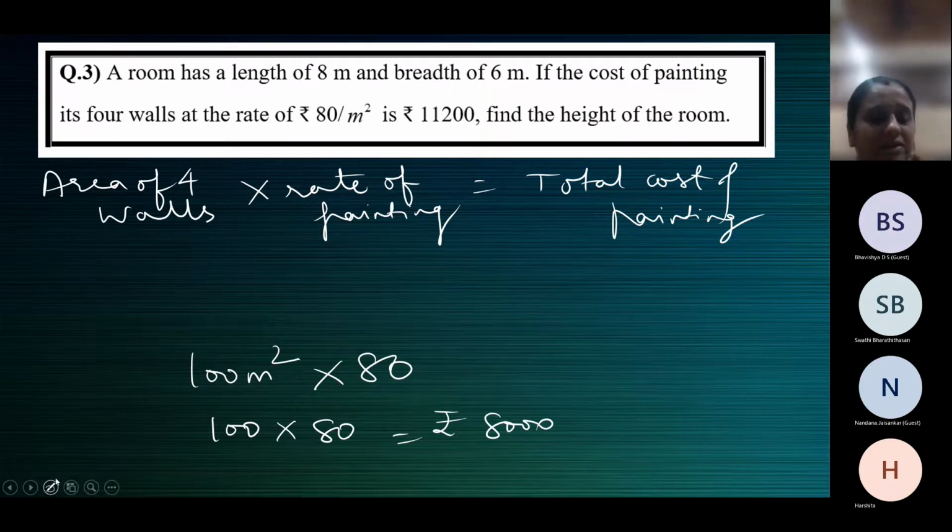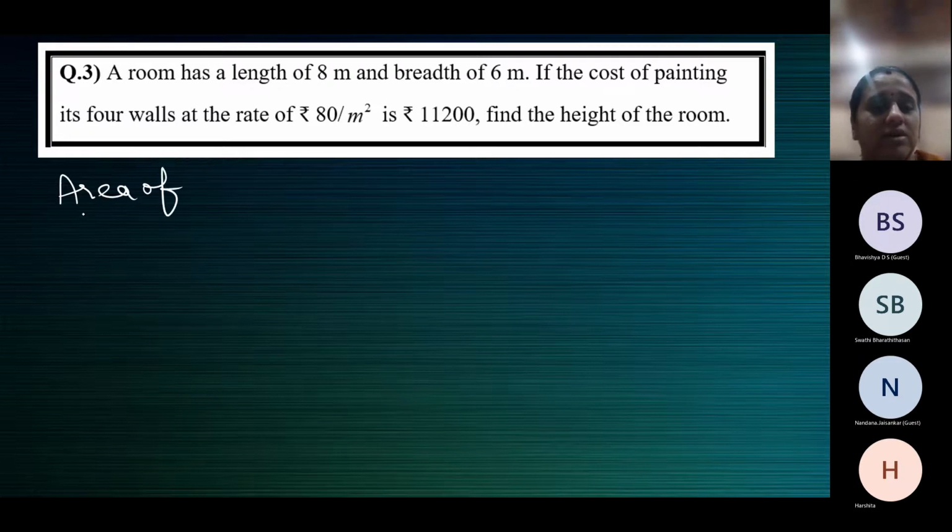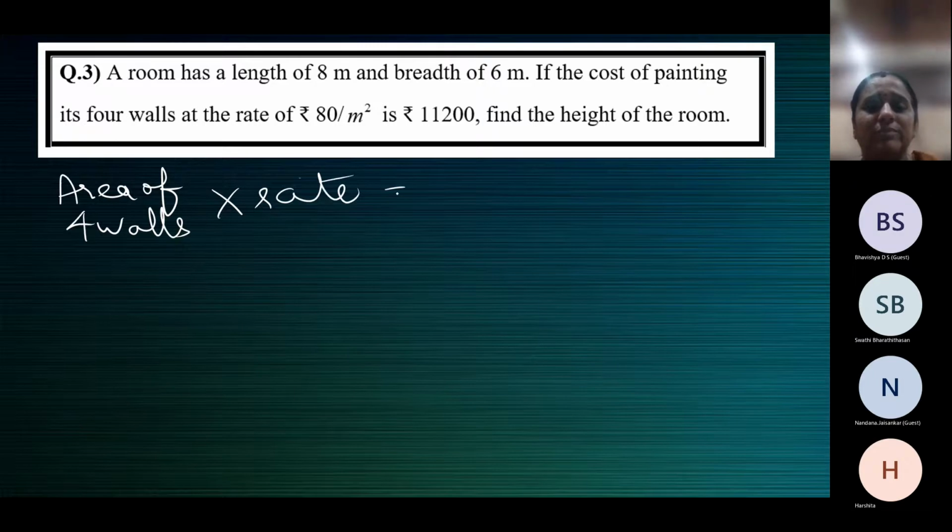So how do you always arrive at the total cost of painting? See, the area to find is whatever area is painted. Sometimes the 4 walls and the ceiling are painted. Then you have to find the area of 4 walls and the ceiling. So here only the 4 walls are painted. So area of 4 walls, because only these are painted, into the rate. Whatever area is available on your 4 walls, that into rate will be the total cost.